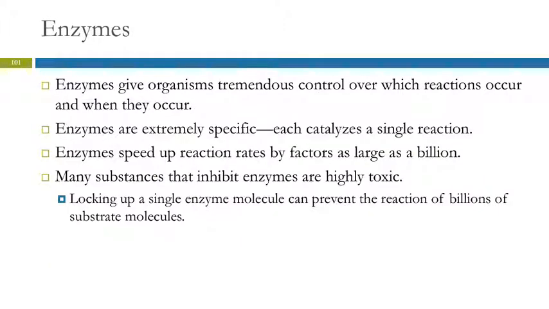So, kind of a summary. Enzymes give organisms tremendous control over which reactions occur and when they occur. They're extremely specific. They catalyze a single reaction, and they can speed reaction rates by factors as large as 1 billion. It's mind-boggling. Substances that inhibit enzymes can be highly toxic. So if you ingested something that inhibited your sucrase and you could not metabolize sucrose anymore, that's not going to be good for you, right? And some of those are going to be fatal.